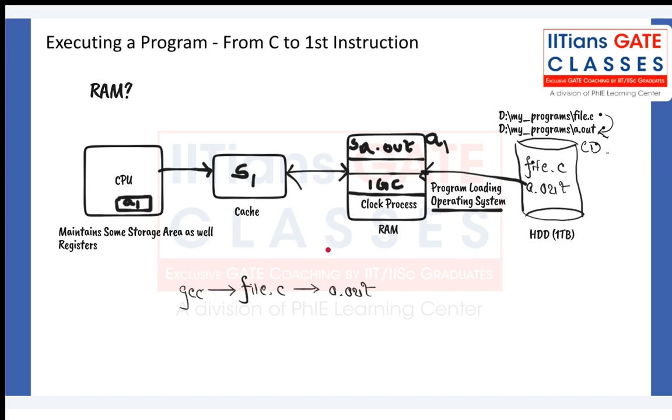Now, I know I have really fed you a lot of things, so let me try to consolidate and bring it up as a story. Where did we start from? We started from the fact that we wrote a C program. First question, where is the C program present? Which memory? It is present in the hard disk, secondary memory.